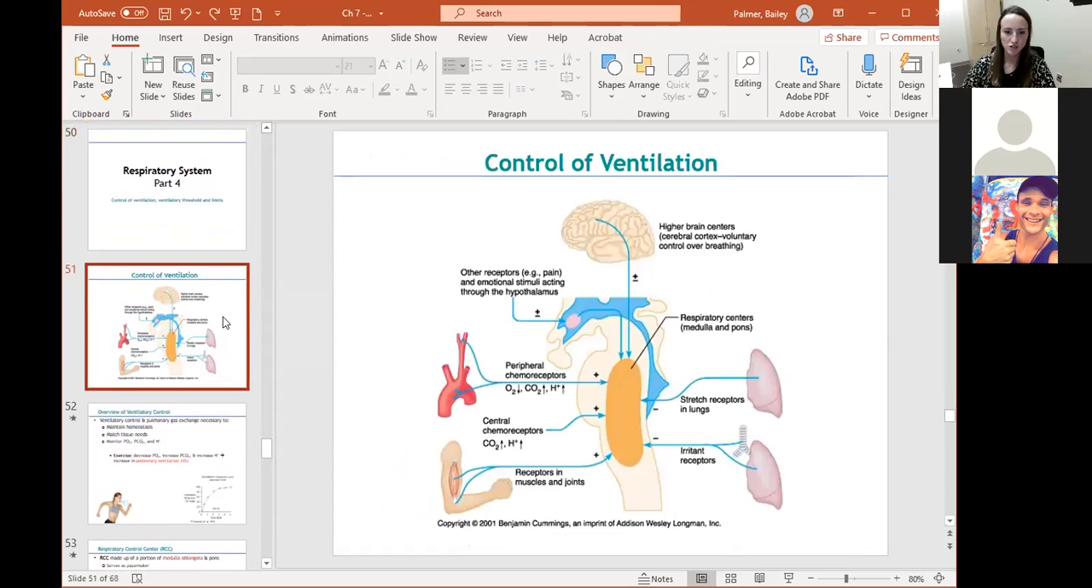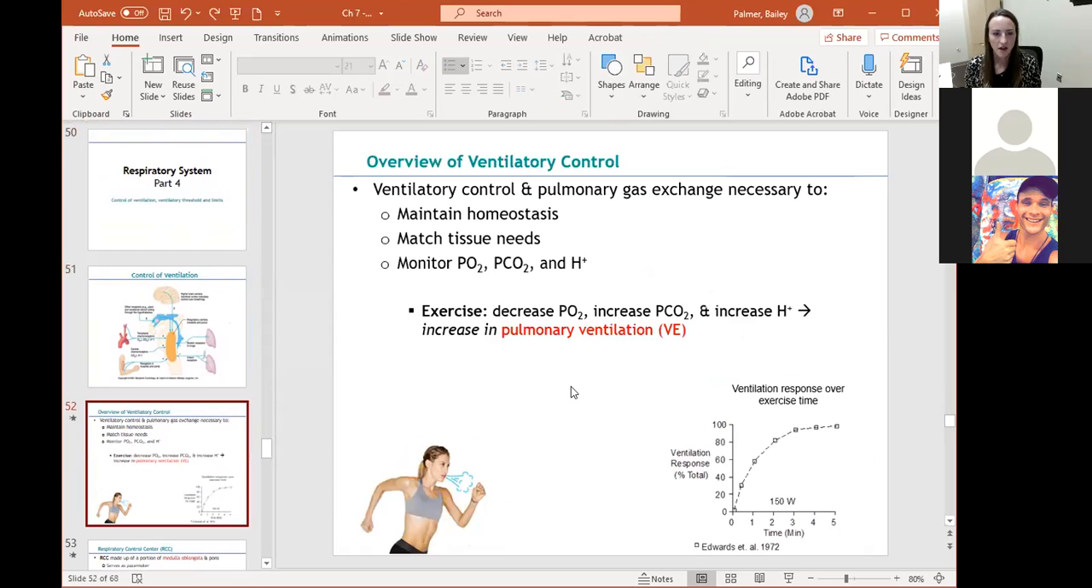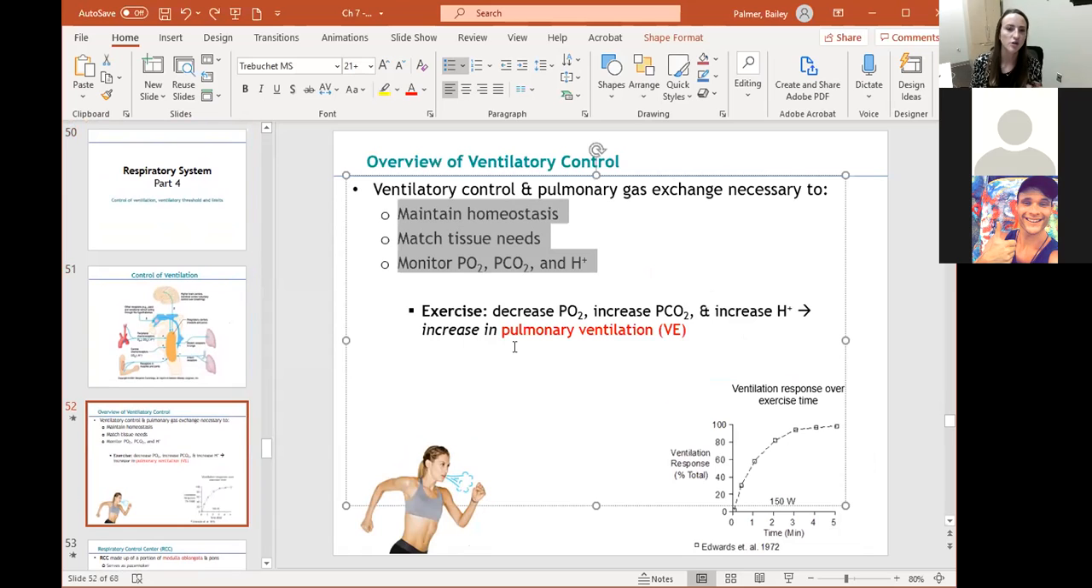Okay, we've made it to part 4. Let's talk about control of ventilation. So let's just start with what's the purpose of ventilatory control. We have our 3 purposes right here. So maintaining homeostasis, matching our tissue's need for oxygen, and monitoring partial pressure of O2, CO2, and hydrogen. This here is a question on your exam.